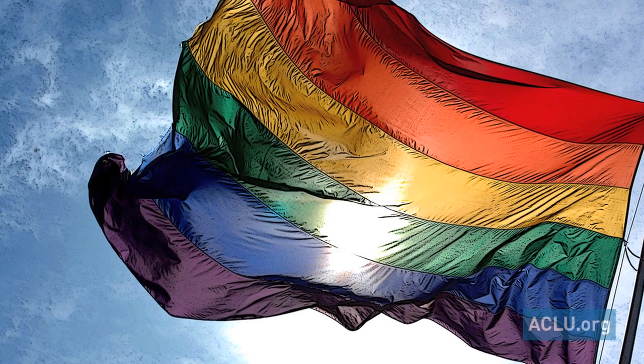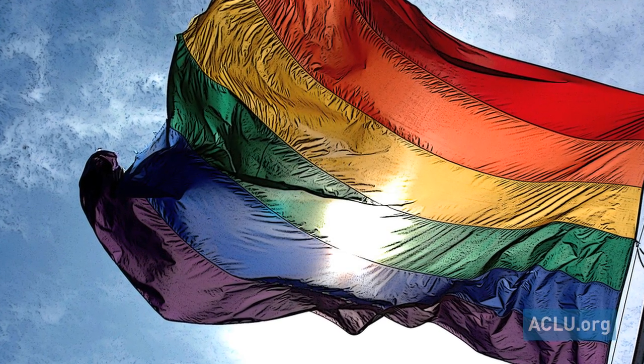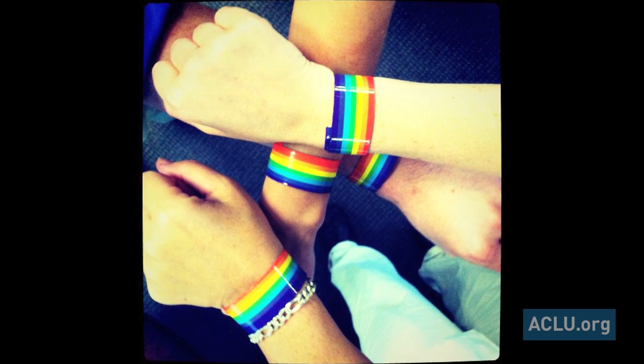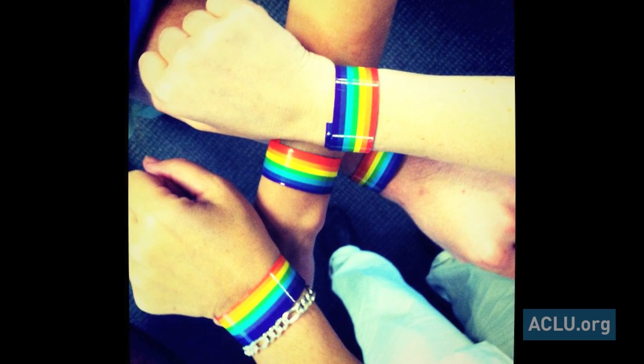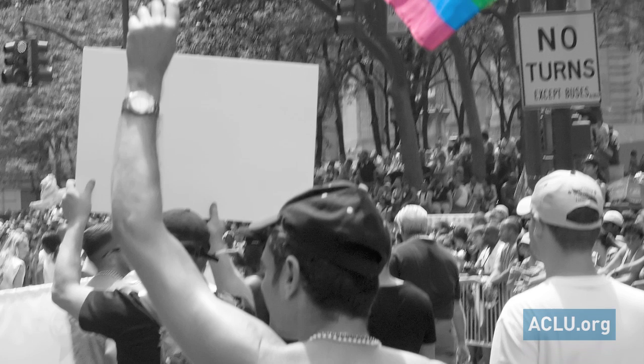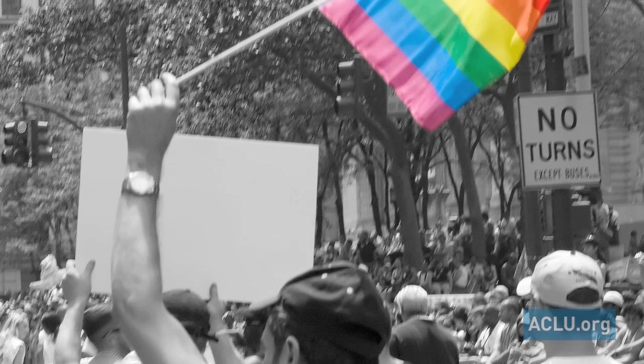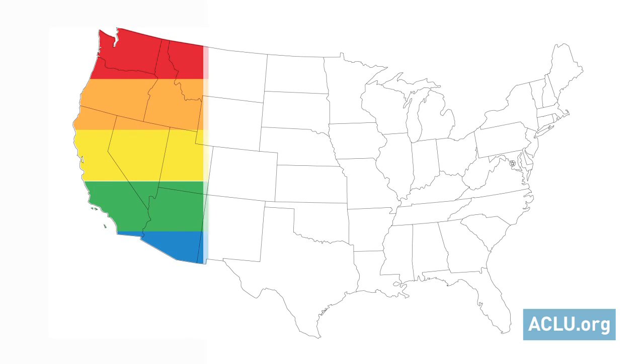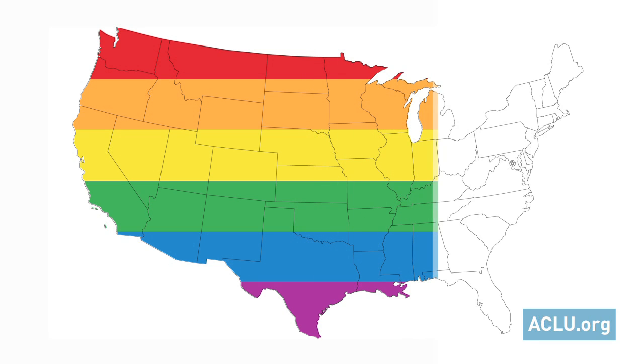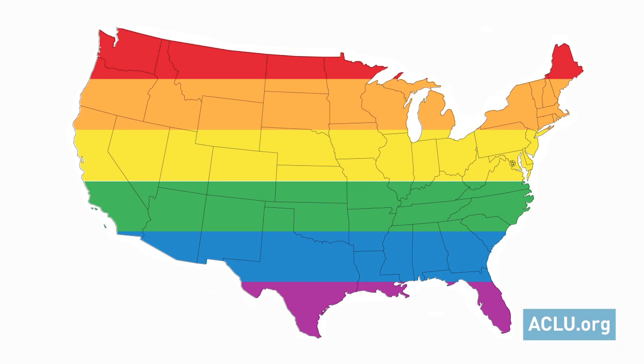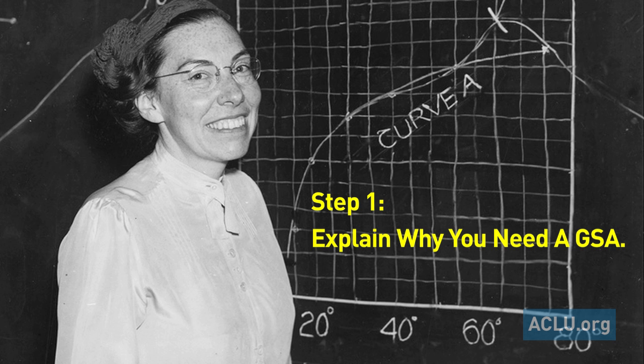You probably know that gay-straight alliances, or GSAs, are student-run school clubs that work to create a safe and accepting environment for all kids, regardless of their sexual orientation or gender identity. There are over 4,000 GSAs across the country, and here are some basic steps you can take to start one at your school.